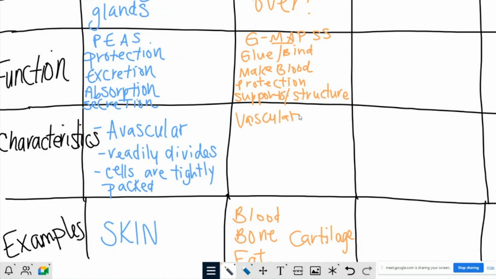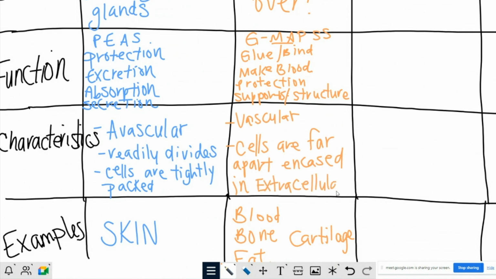Instead of cells being tightly packed, as we see with epithelial tissue, the cells are far apart and they are encased in a substance called extracellular matrix, abbreviated ECM, and I will use that abbreviation a lot. A matrix is a substance comprised of lots of different things, and different connective tissues have different matrices. We'll learn about all of the different ones.